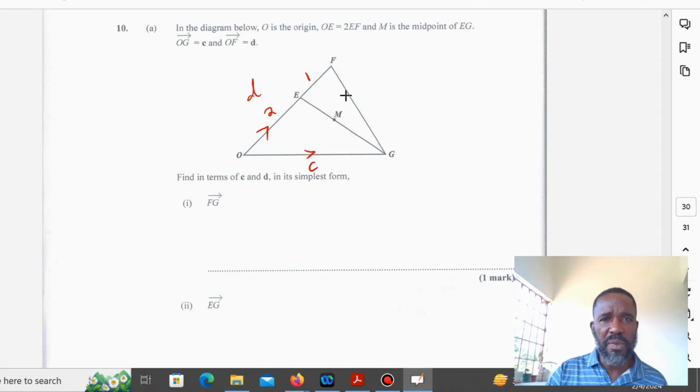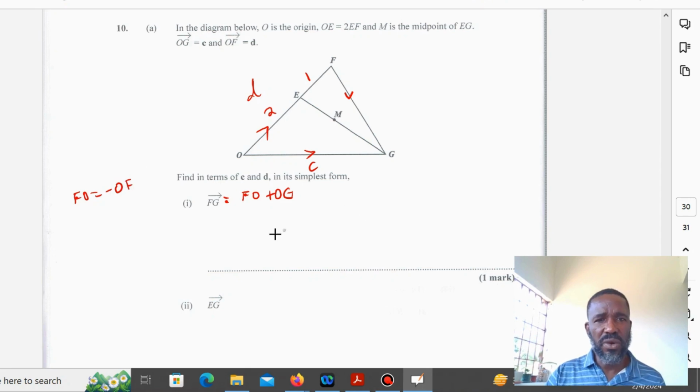So it means I'm starting from F and I'm going to end up at G. Now, in order for me to do that, we have to walk along the paths that we know. What do we know? We know that we can walk from F to O and then from O to G. So therefore, it's F to O plus O to G. But F to O means that I'm going in the opposite direction of this arrow. So therefore, F to O is actually equal to negative OF.